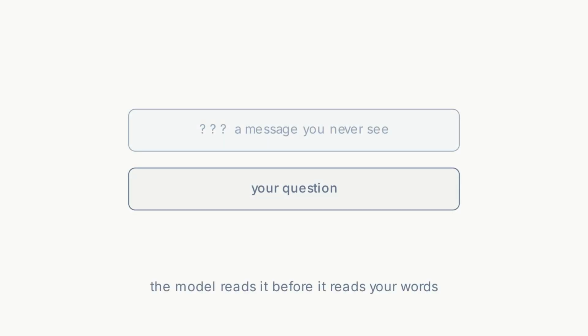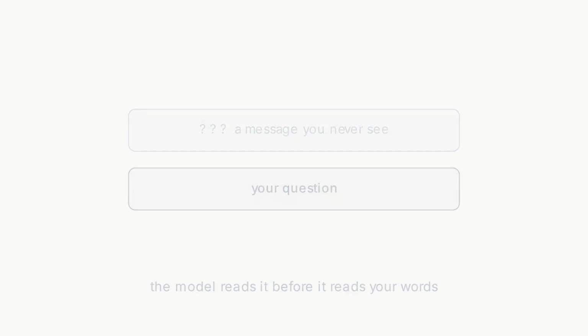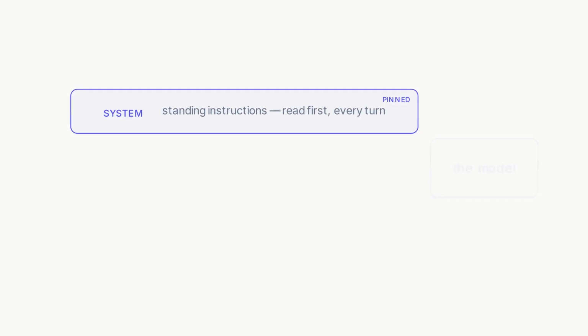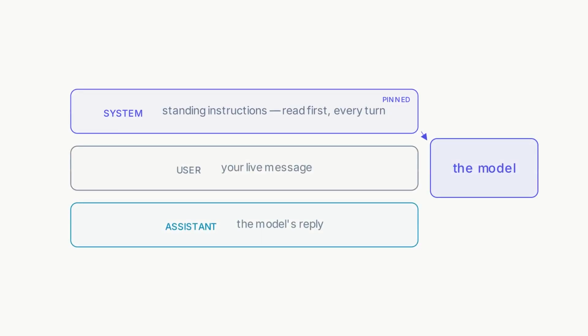Here's something almost nobody thinks about. Every time you open an AI assistant and start typing, there's already a message in the conversation. One you never wrote, one you never see, and the model reads it before it reads a single word of yours. It's a set of standing instructions quietly placed at the very top of the chat before you ever arrive. It tells the model who it is, how to behave, what it's allowed to do, and what it must never do. You send your question, but the model has already been briefed.